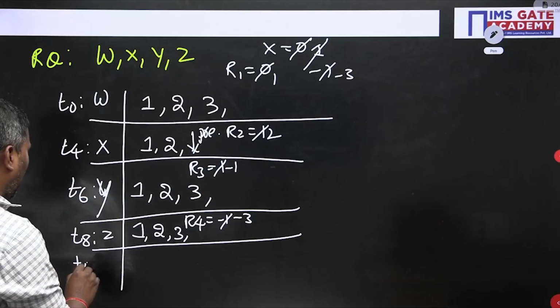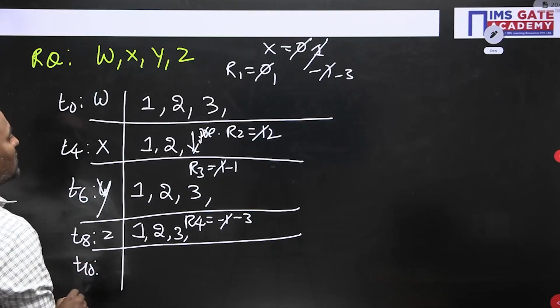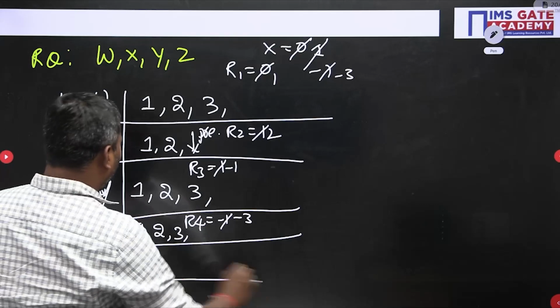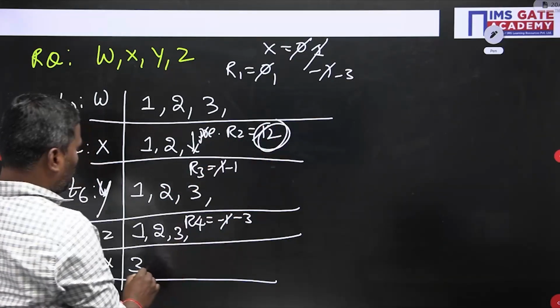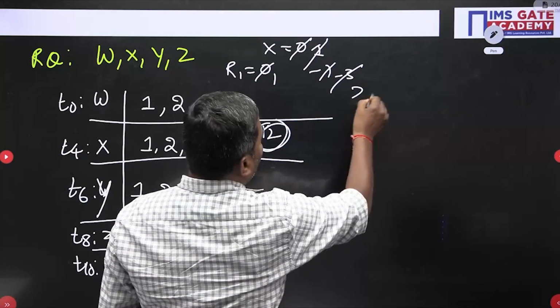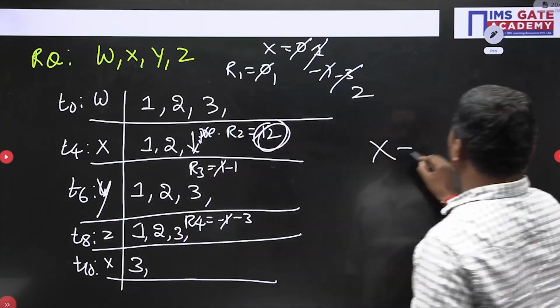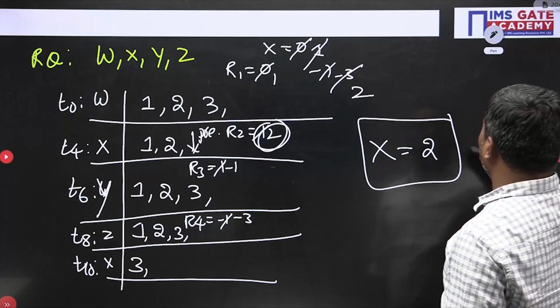At time T10, the leftover process in the ready queue is x only. What does x do? The third statement stores the value. What value is stored? The value is 2. So when I run this, the value stored is 2. So now the maximum x value that will be printed is 2. This is the case, you understand.